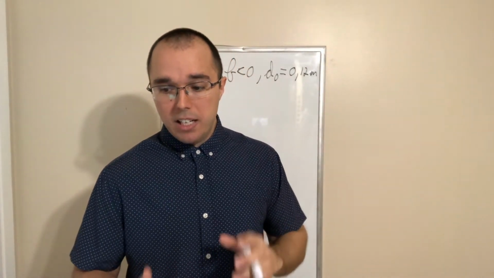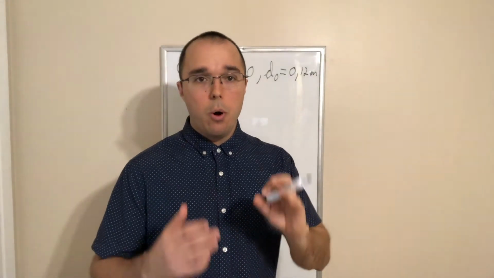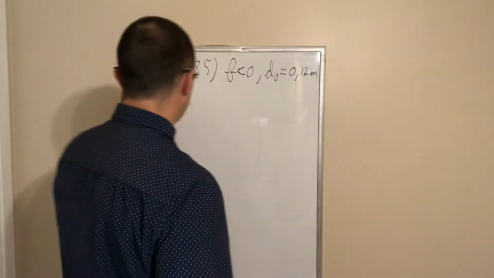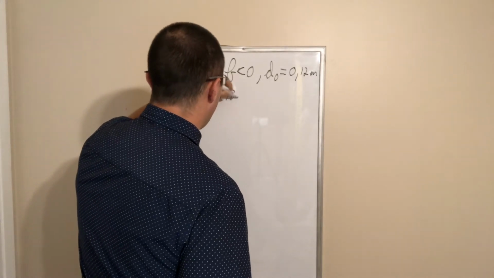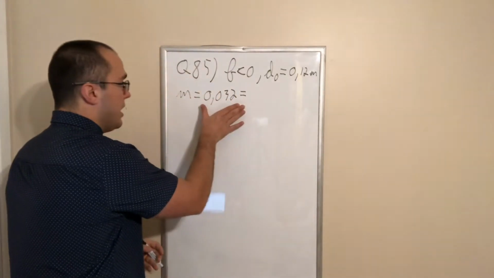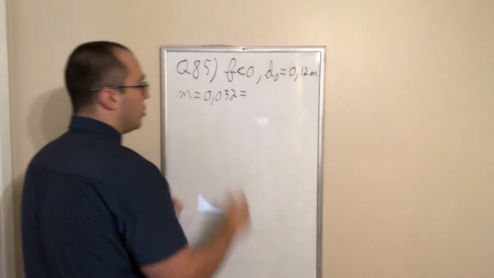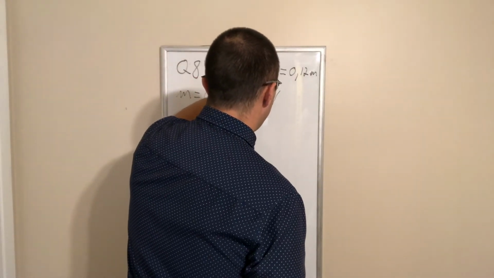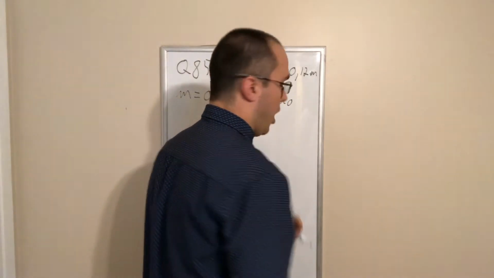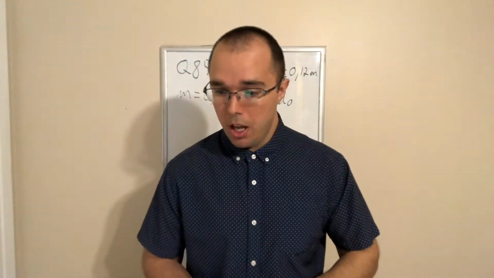Then we're told that the magnification is 0.032. So let's write that down also. M is equal to 0.032. Now remember that this value is also equal to minus the distance of the image divided by the distance of the object. We will need that later on.